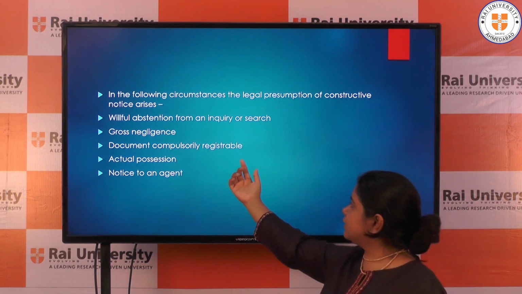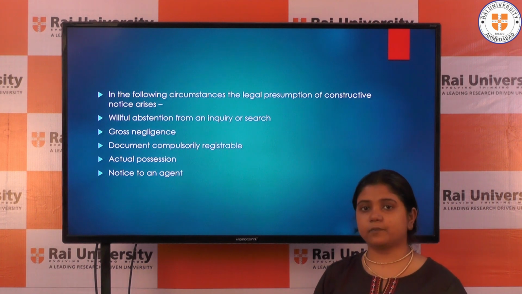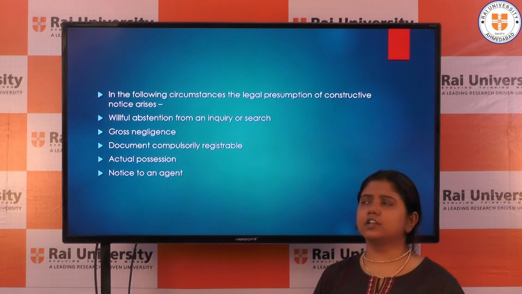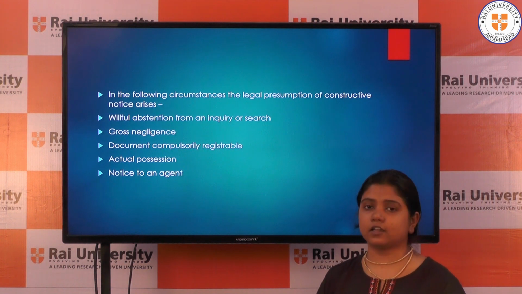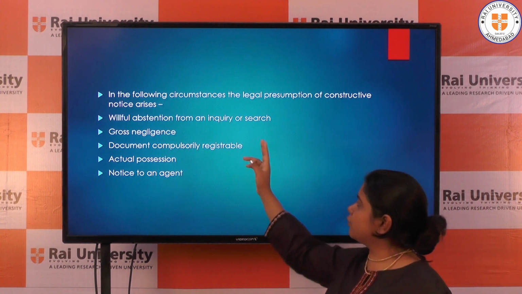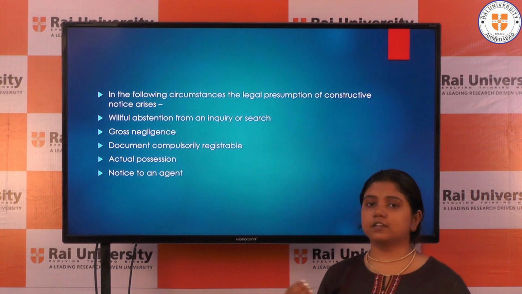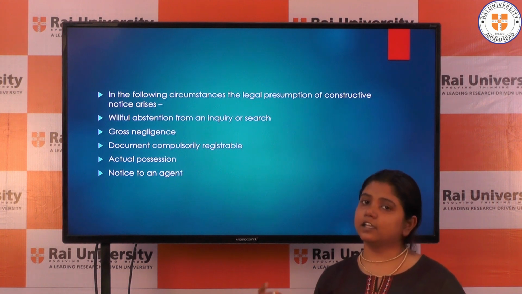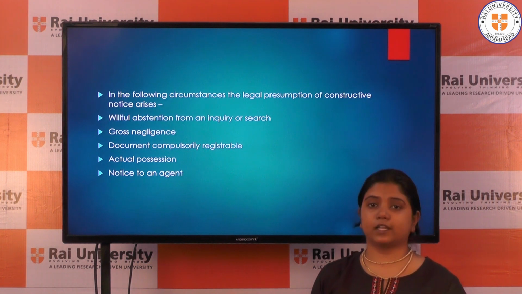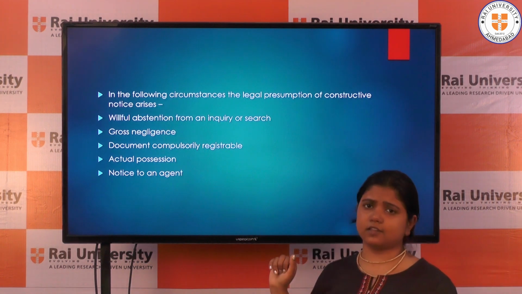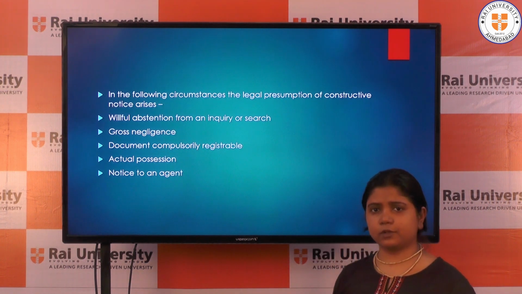And the next thing, gross negligence. In the same example, if the person does not have the notice and there is no such intention behind it, but grossly has negligence in receiving it, what will happen? The difference between both is basically the presence of intention. If there is intention to willfully abstain, then it will come under the first clause, and if there is gross negligence, the graver form of negligence, then it will come under the gross negligence clause. Then in both cases, we will presume that there is a constructive notice to the particular person.